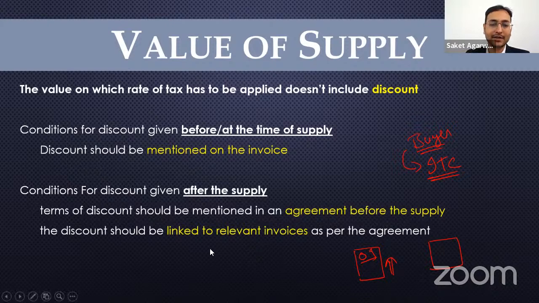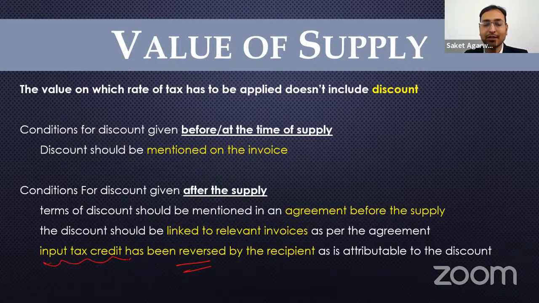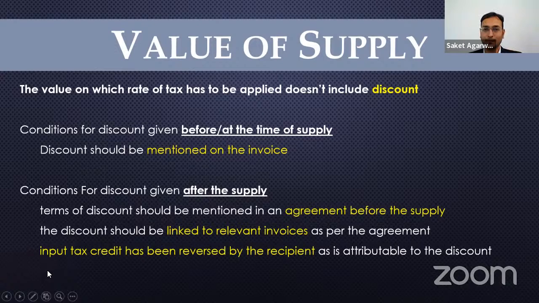So the last condition is that the seller has to ensure that the buyer or the recipient reduces or reverses his input tax credit to the extent of my value reduction. I am reducing the value, I am reducing taxes after the sale. My buyer also has to reduce the input tax credit after the sale. These are the 3 conditions which have to be fulfilled for after sale discount.